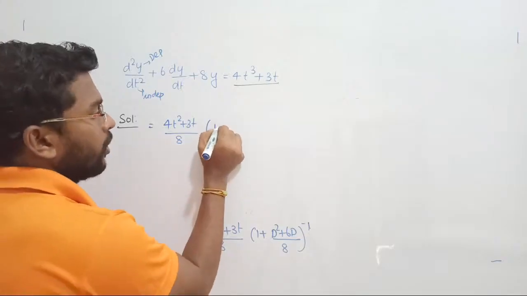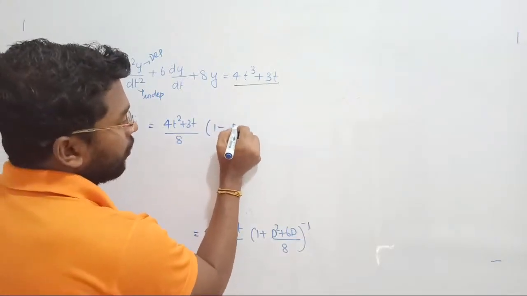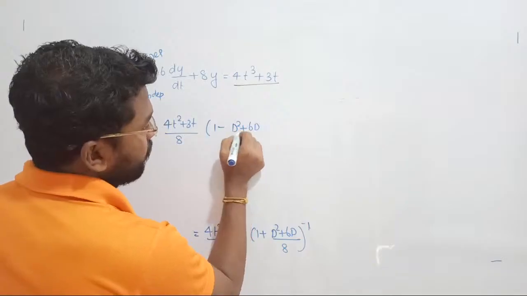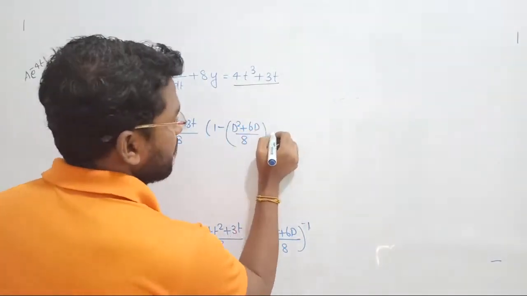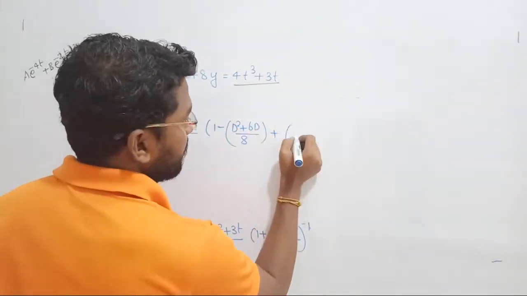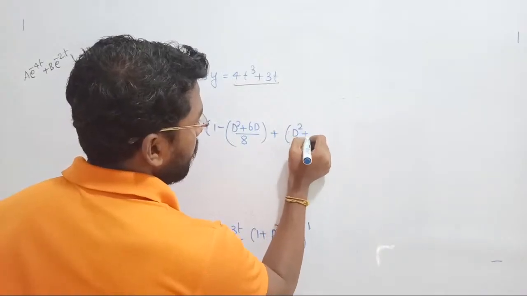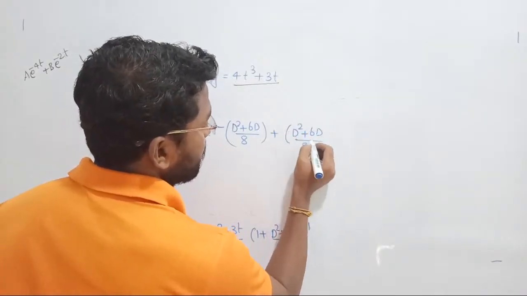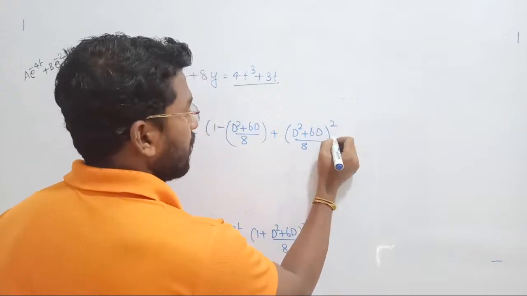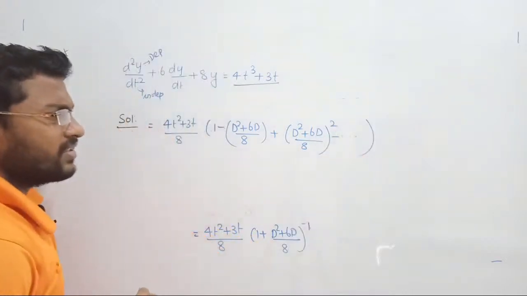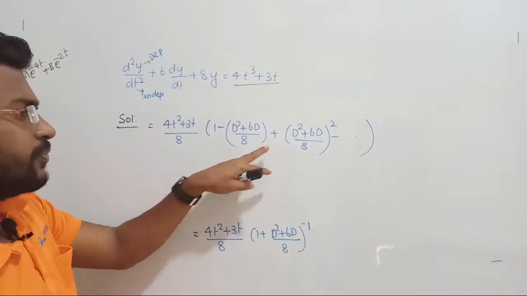What is the expansion? 1 minus x, where x is d square plus 6 times d upon 8, plus x square. What will you do with x square? d square plus 6 upon d, sorry, 6 times d, whole power 2 and so on. It is expanded, but the rest of the things are not required. 1 minus x plus x square is enough.